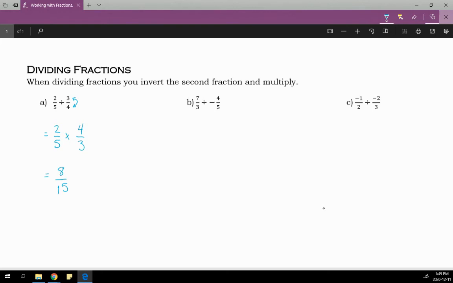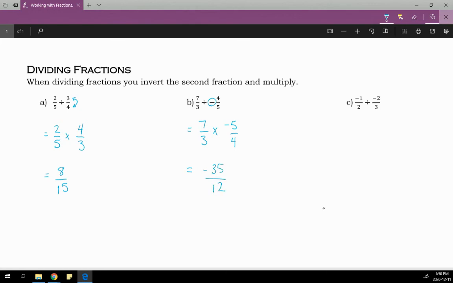Okay, same thing here. For B, we have 7 over 3 times, and I'm going to make this negative 5 over 4. So again, the whole fraction's negative. That means it applies to either the numerator or the denominator, but not both. And once I have it written as a multiplication equation, I can just multiply straight across. So 7 times negative 5 is negative 35, and 3 times 4 is 12.